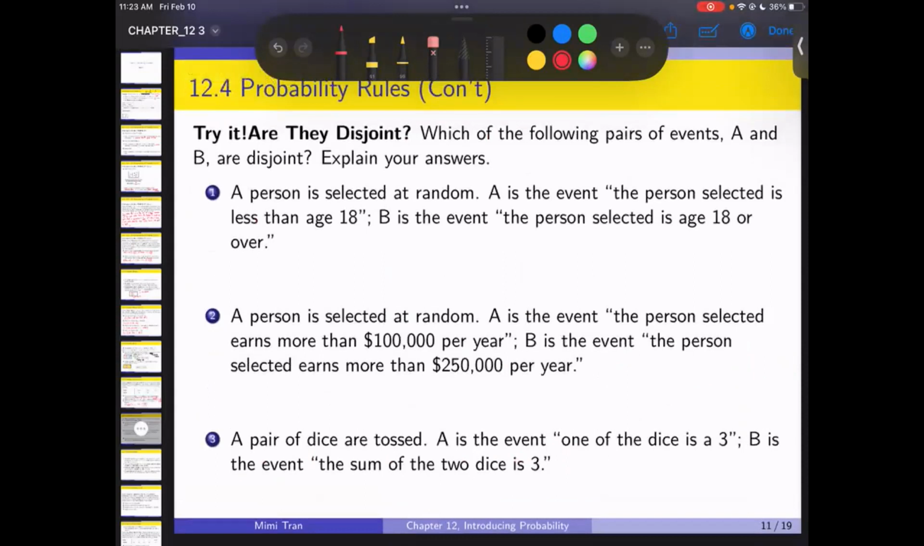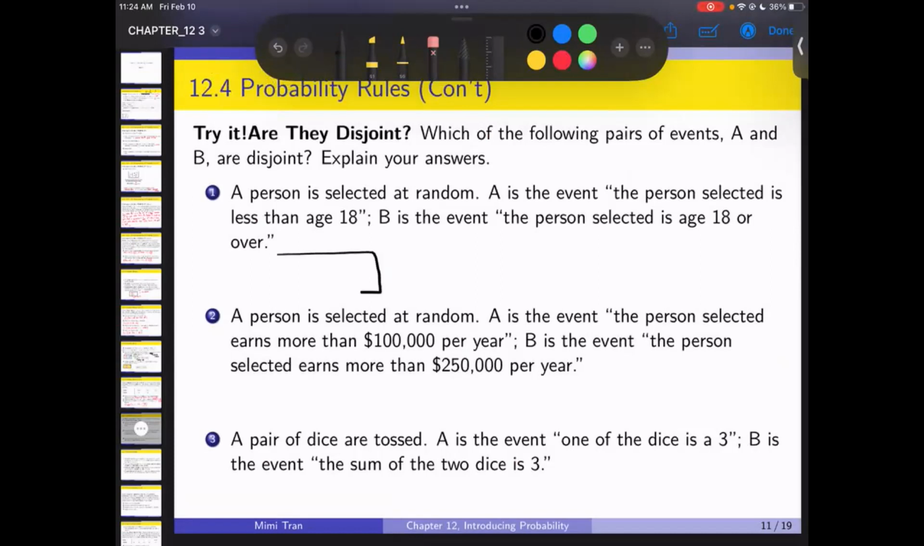Are they disjoint or not? This is something you will see on your next quiz. I give you a bunch of scenarios and you tell me whether they're disjoint or not disjoint. A person is selected at random. A is the event the person selected is less than age 18, and B is the event the person selected is age 18 or over.